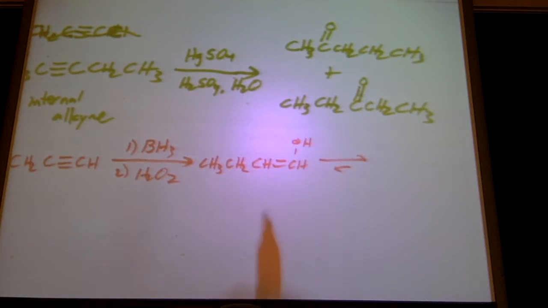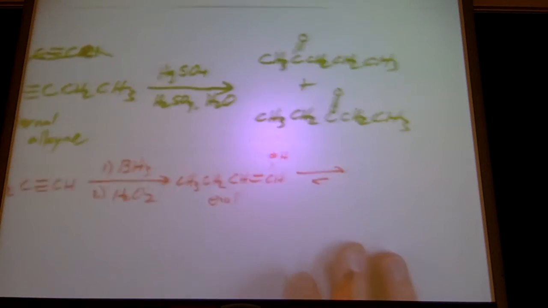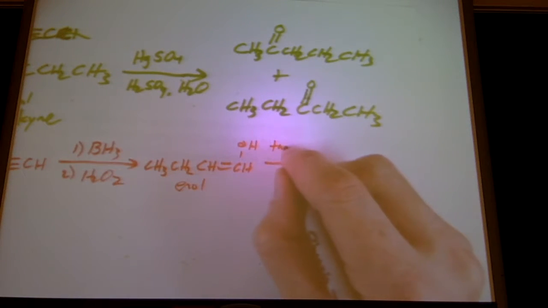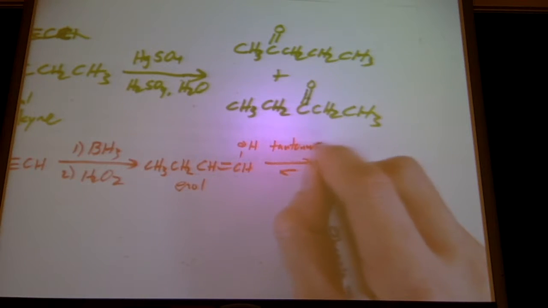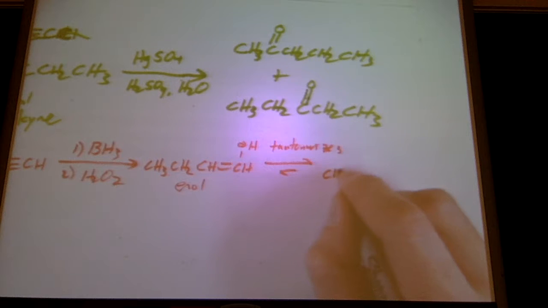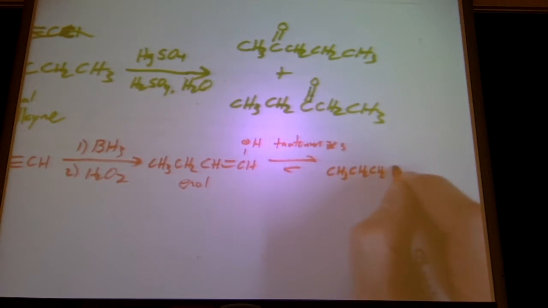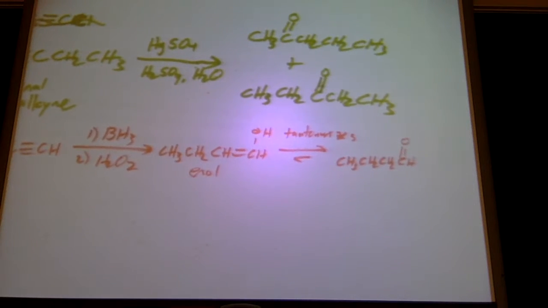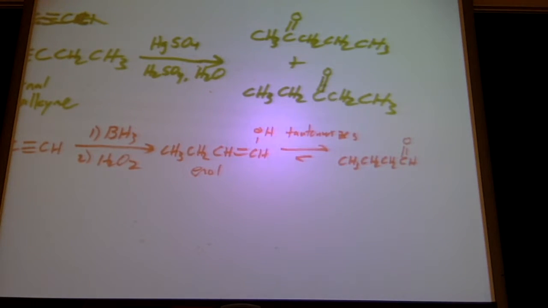So here's your enol intermediate. And that tautomerizes to your keto form, which in this case is the aldehyde.